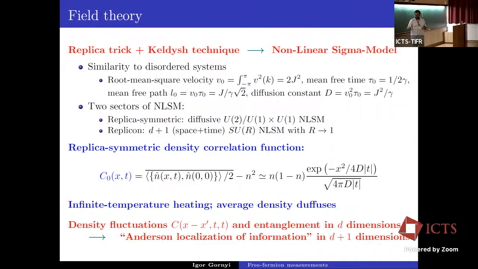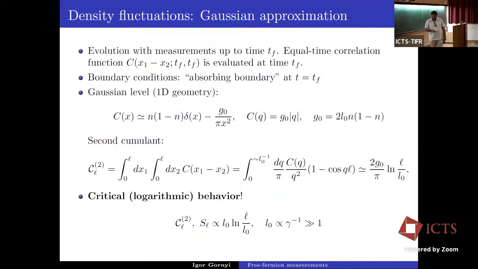So it's effectively infinite temperature on average, but as Mikhail mentioned yesterday, the particular wave functions still have interesting correlations inside. And those correlations are captured by this replicon sector of the nonlinear sigma model, which is in D+1 dimensions. So it combines space and time. So for a 1-dimensional chain, we get a 2-dimensional sigma model. And density fluctuations encode Anderson localization of information in D+1 dimension, as we'll see from this theory.